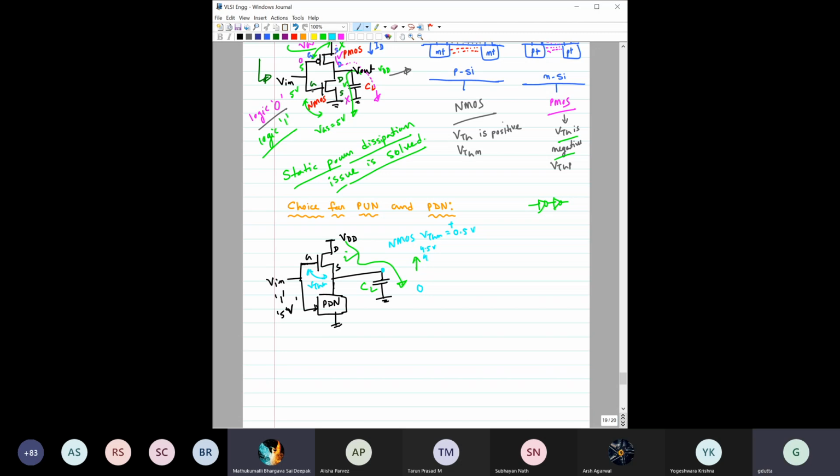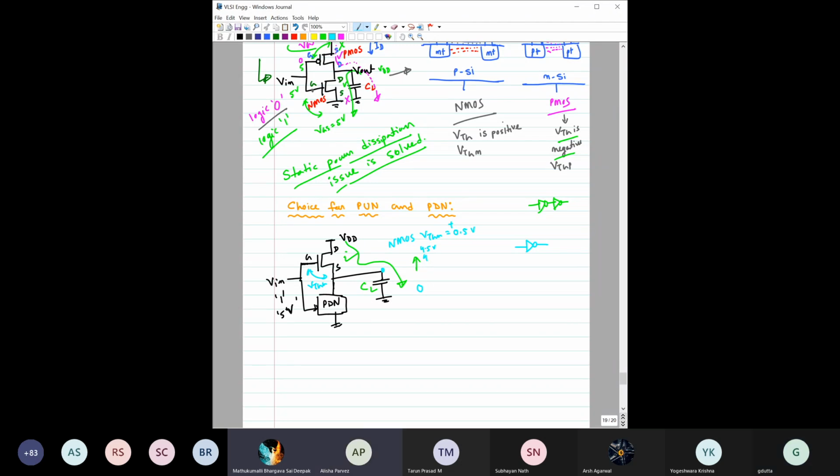Who has not understood this point? Okay, so let me put one inverter before my question. Who has understood this point? Yes, sir. Okay. Then Alisha, have you understood? Yes, sir. Okay, so could you please explain?